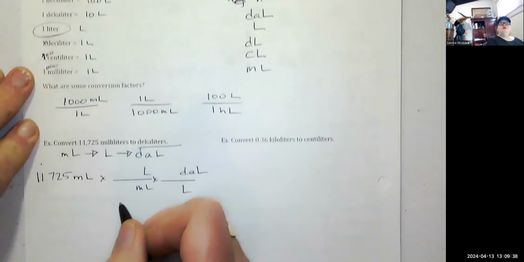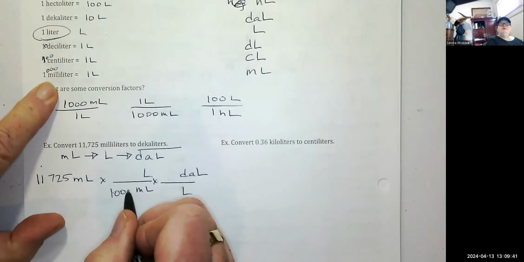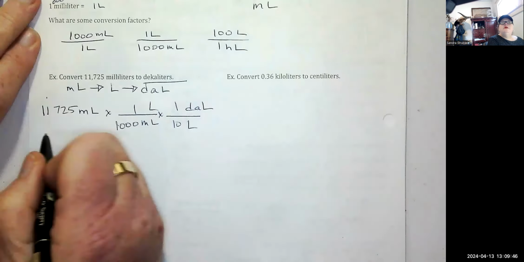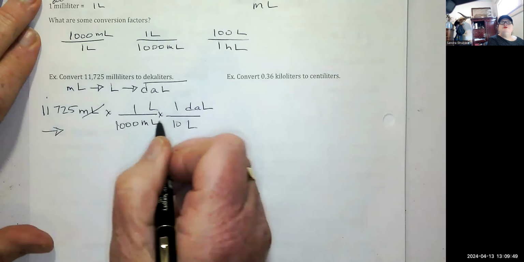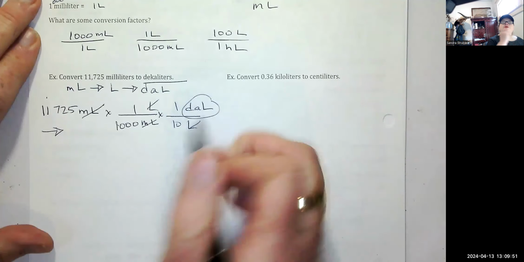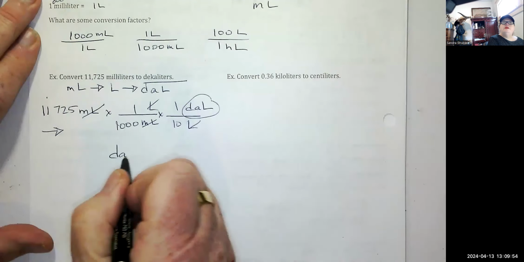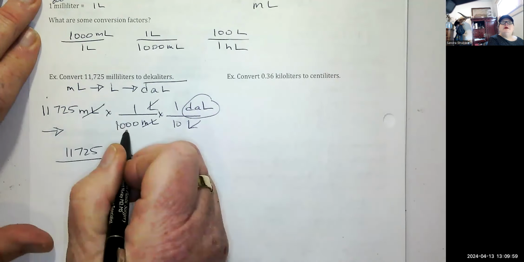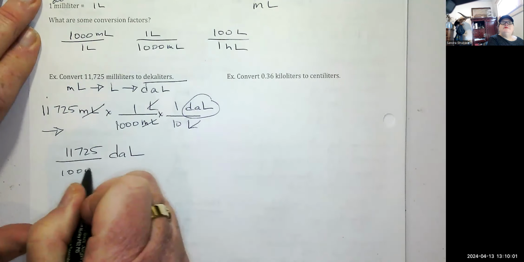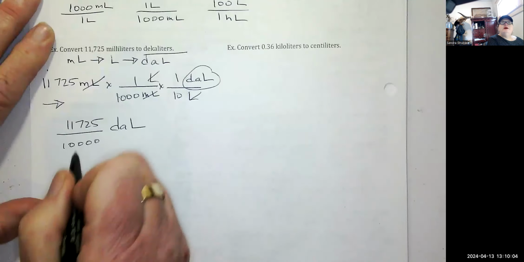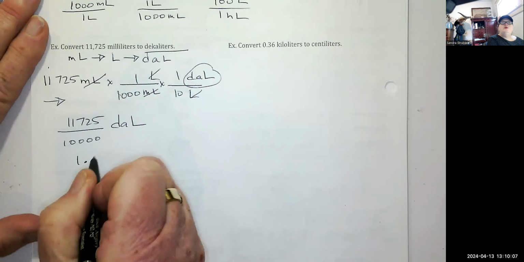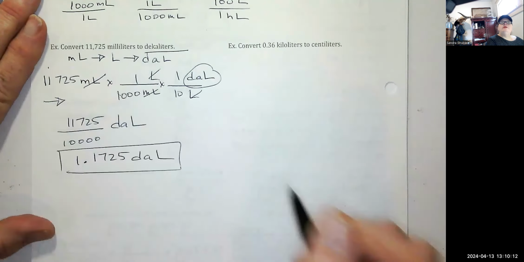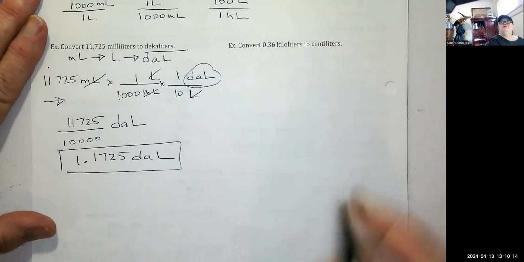Now I can plug in my numbers. There's 1,000 milliliters to a liter, and there are 10 liters to 1 decaliter. Multiplying from left to right, my milliliters are gone, my liters are gone, I'm left with decaliters. Cool beans. So 11,725 times 1 times 1 divided by 1,000 times 10, which is 10,000 again. 1, 2, 3, 4. And so that becomes 1.1725 decaliters in 11,725 milliliters.